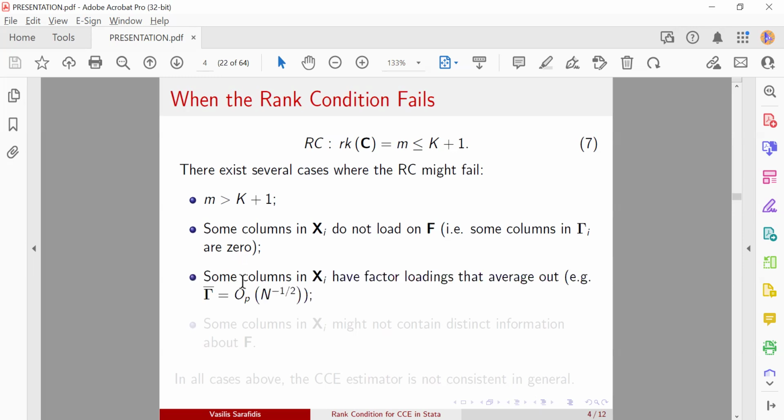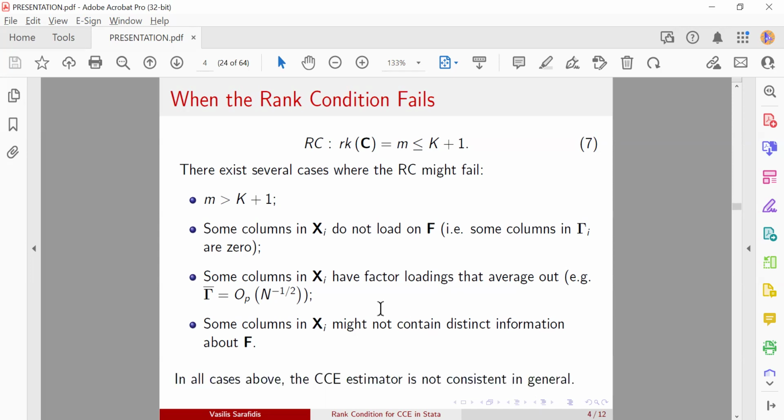Secondly, it is also possible that although the columns in X do load on F, it turns out that the factor loadings average out. So when we take averages, when we compute Z bar, the factor loadings average out. Thirdly, it is also possible that some columns in X might not contain information that is distinct from that already provided by other variables. In all these cases, the CCE estimator is not going to be consistent.